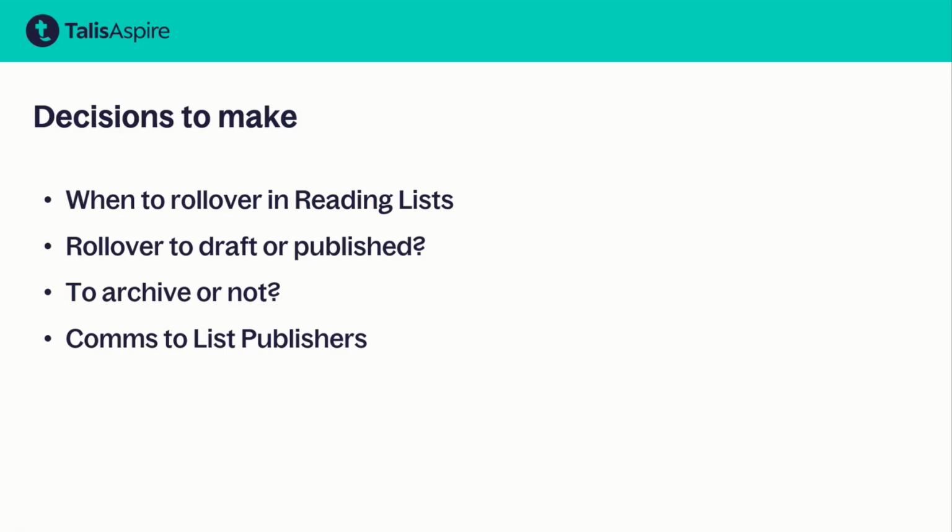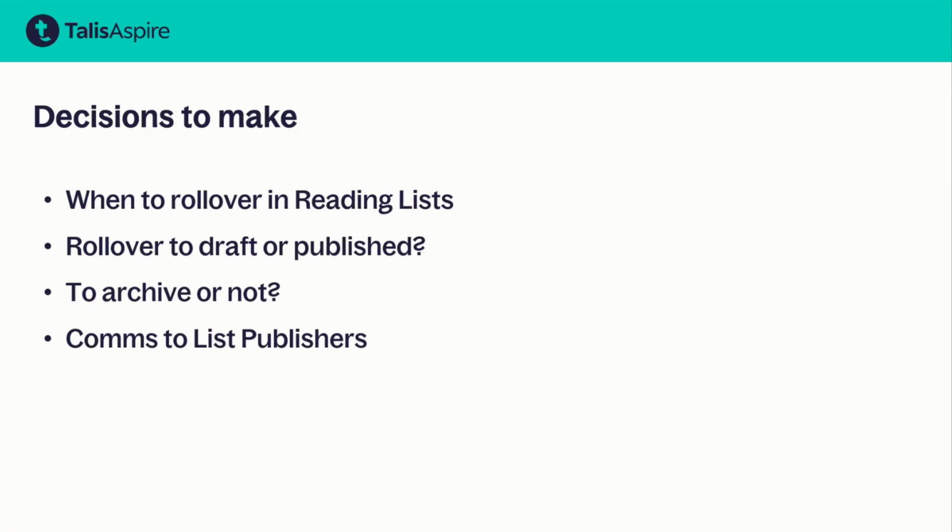If you do choose to roll over to draft, you do have the option to bulk publish at a later date. So for example, on the first of semester, the 1st of September, excuse me, you could ensure that all rolled over lists are available for the start of term by going in and rolling over to published in bulk.